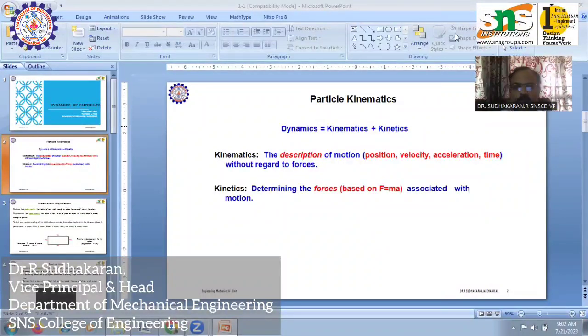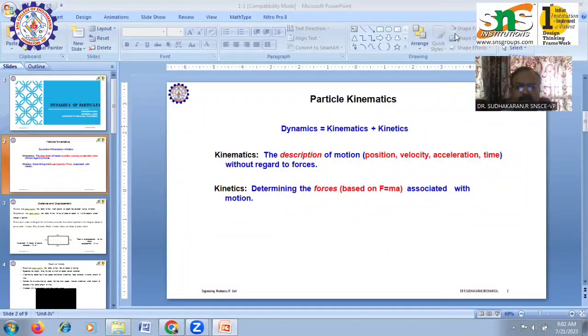Dynamics is another part of mechanics, which includes kinematics and kinetics. What is kinematics? Kinematics deals with the description of motion of the particle, for example, position, velocity, acceleration, and time, without considering the forces that cause the motion. Whereas kinetics determines the motion of the particle by including the forces that are associated with the motion.